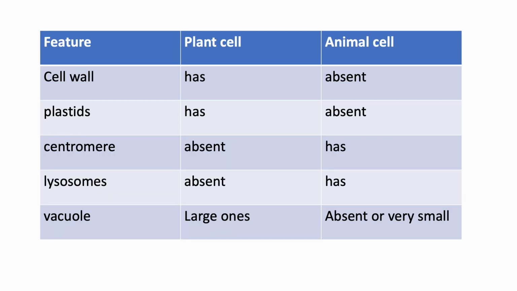Let's see the differences between plant cells and animal cells. Cell wall is present in plant cells but not in animal cells. Plastids are present in plant cells but not in animal cells. Centromeres are absent in plant cells, present in animal cells. Lysosomes are absent in plant cells, present in animal cells. Vacuoles are large in plant cells, and in animal cells they could be absent or very, very small.